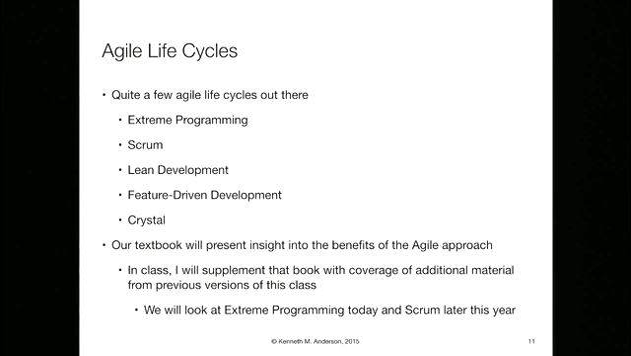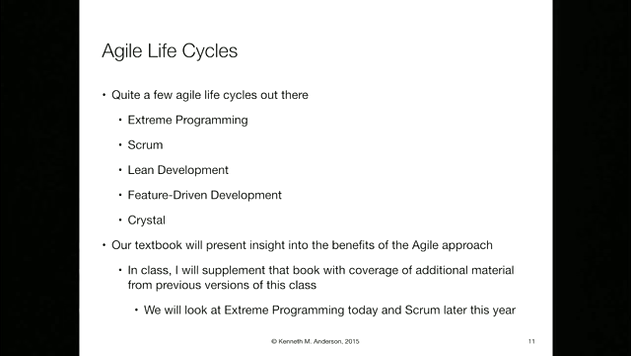Okay, so Agile life cycles. There's quite a few Agile life cycles that are out there. We're going to look at extreme programming. Later this semester, we'll look at Scrum. But there are other ones out there. There's lean development. There's Kanban. I think it's Kanban, right? Feature-driven development and Crystal are a few that are out there. There might be more.